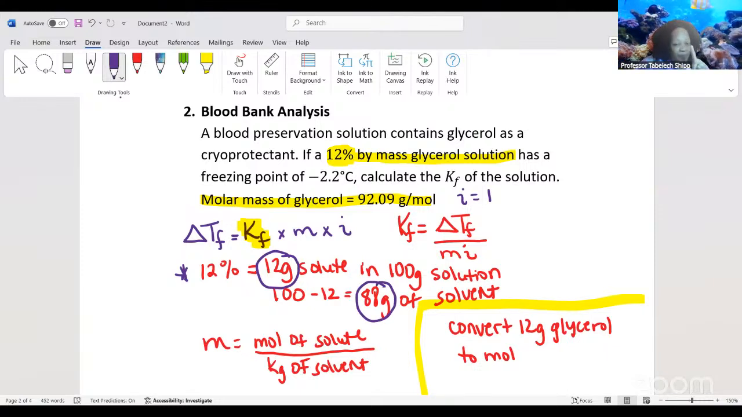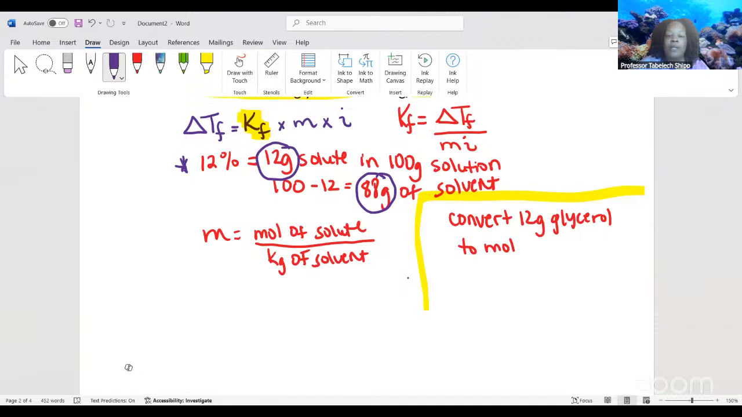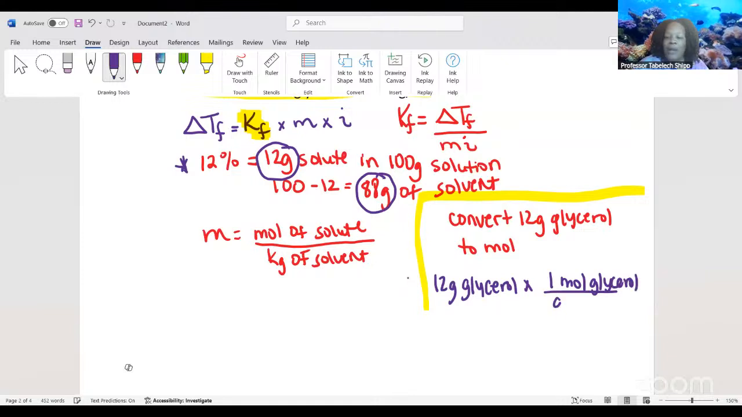Now, keep in mind that in order to apply the molality formula, the part of the formula that we need to calculate molality, you have to convert the grams to the moles. So they gave us the molar mass of that, which was 92.09. Okay, so I'm going to say 12 grams, and because of space, I'm going to squeeze this in here, glycerol times 1 mole of glycerol divided by 92.09 grams of glycerol.